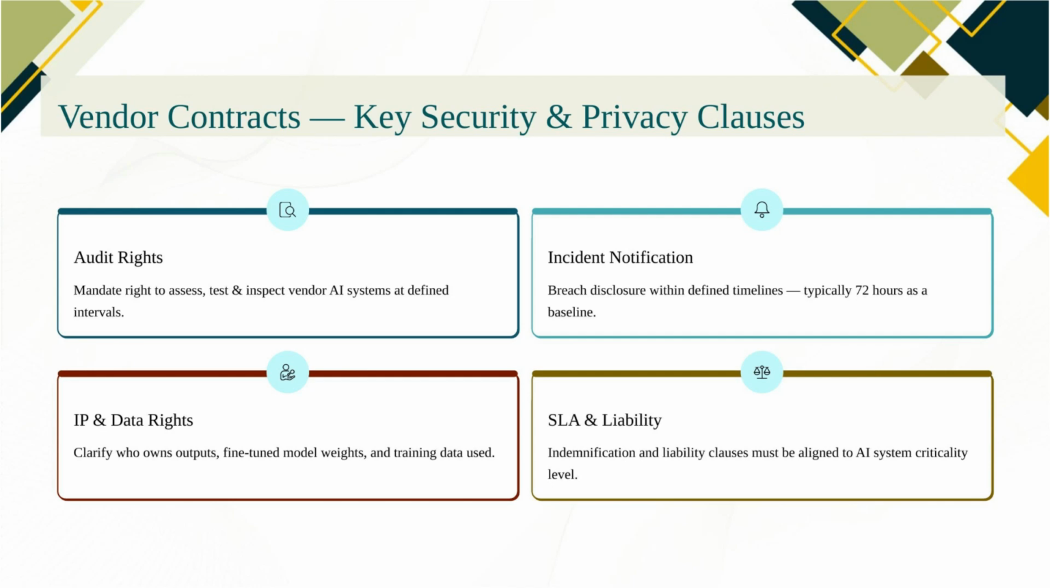Intellectual property and data rights need to be explicit. Who owns the outputs? Who owns the fine-tuned model? Who owns the data used for training? And the SLAs, liability caps, and indemnification clauses should be calibrated to the criticality of the AI system. A low-stakes chatbot and a high-risk credit scoring AI should not have identical liability structures. The exam tests your ability to identify missing contract clauses as the risk gap in a vendor scenario.